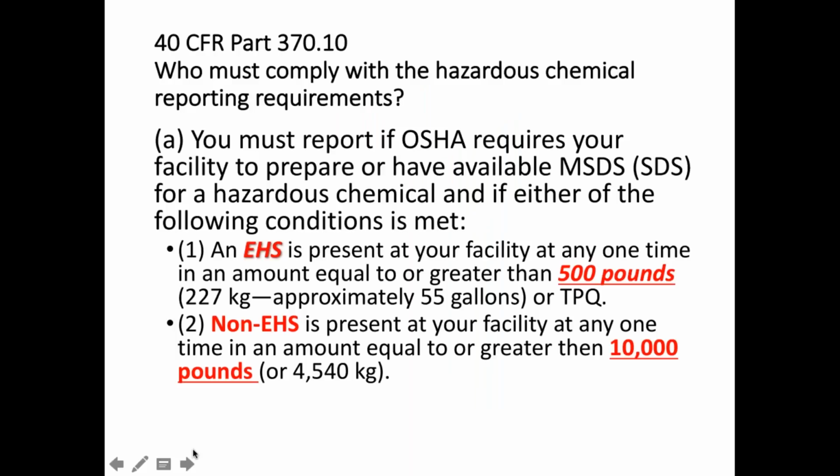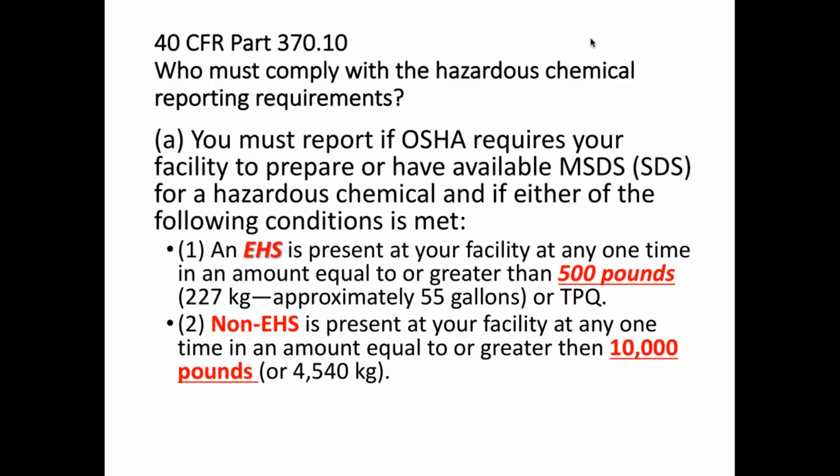So, who has to submit a Tier 2 report? If you'd like to read the law, it is 40 CFR Part 370.10. Who must comply with reporting must meet one of these two criteria. First of all, you must report if OSHA requires your facility to prepare or have available the MSDS/SDS for a hazardous chemical, and if either of the following conditions are met. The first is if it's an EHS chemical, an extremely hazardous substance. The EHS chemicals are found on the list of lists. If it is on the list of lists, the amount is either 500 pounds or the threshold planning quantity, TPQ.